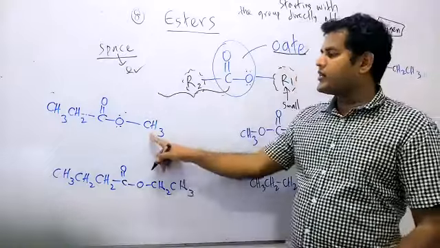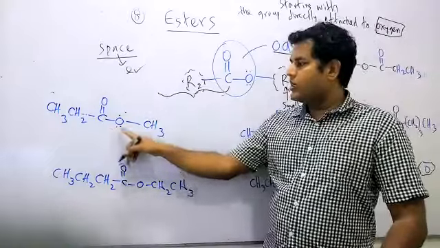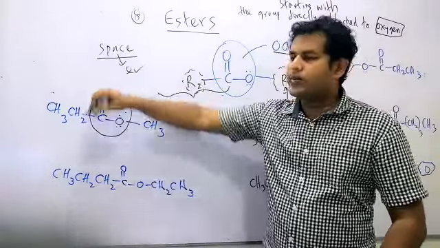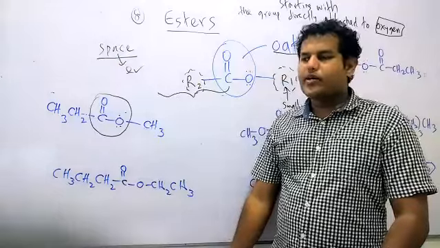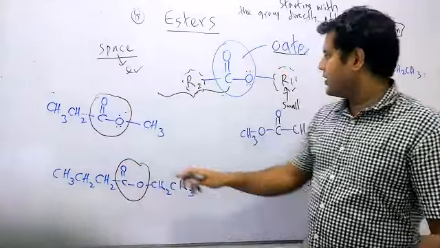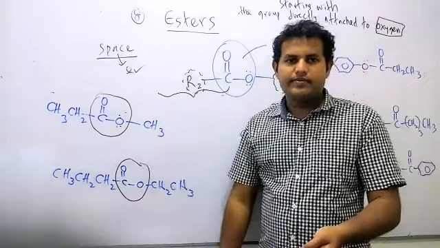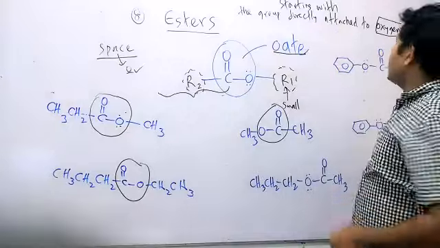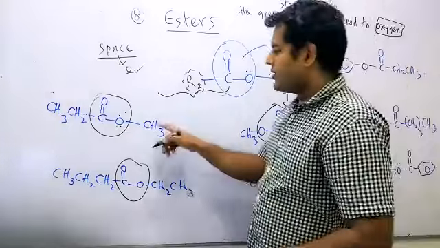What is the group directly attached to oxygen here? Is it the CO? That's the functional group. When CO is together, that's the functional group. So what is the group directly attached to oxygen? That you can easily find out. The group directly attached to oxygen is methyl. You have to start with that, this CH3.